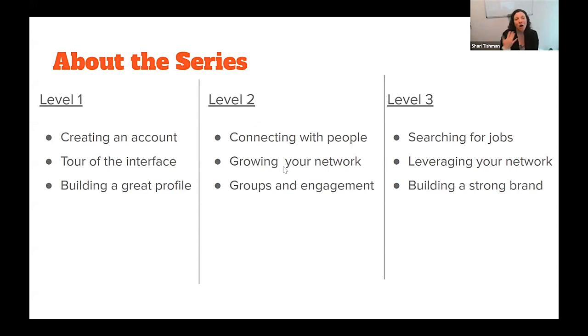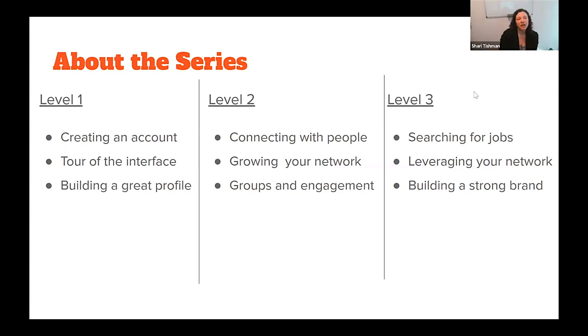Today is level 2. I call it level 2, not necessarily because I expect you to have come to level 1 or that you're in any way more advanced. It's more that it assumes at least a basic level of knowledge with the LinkedIn interface. You don't have to have a perfect profile yet in order to get value. In fact, even if you're not on LinkedIn yet, you can still learn a lot today. Today is about building that network. Once you have your profile, how do you then build a strong network of people? And what are ways that you can stay engaged with them so that your network stays strong and connected? Then next month in March, we'll do level 3.